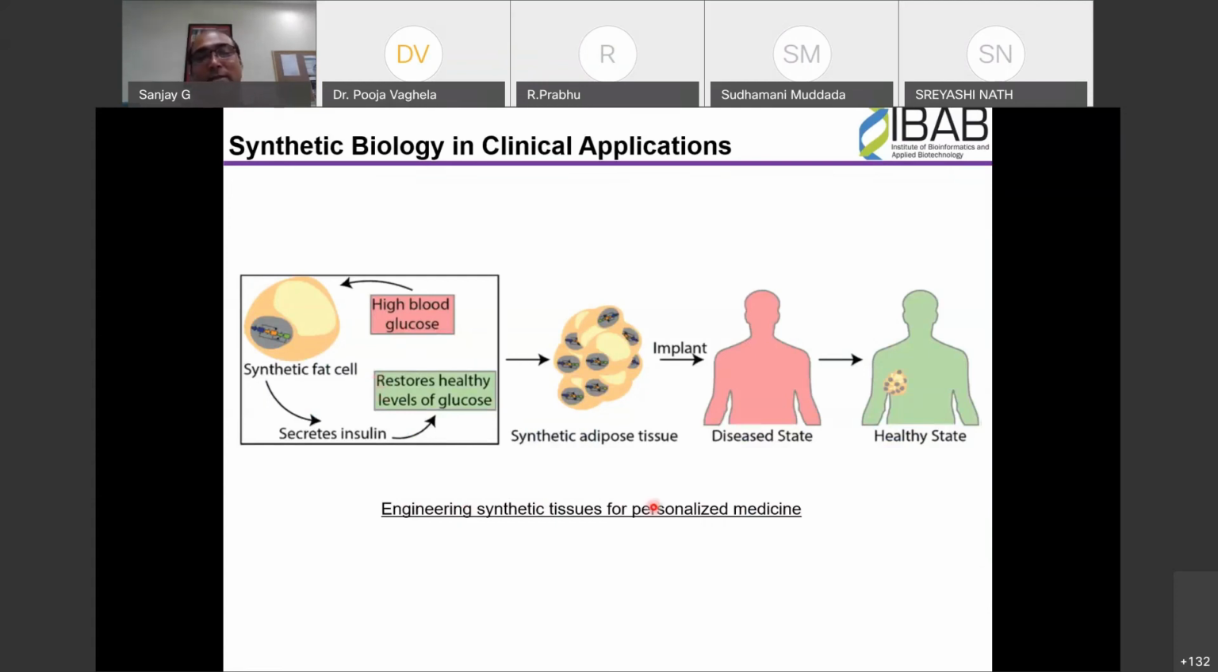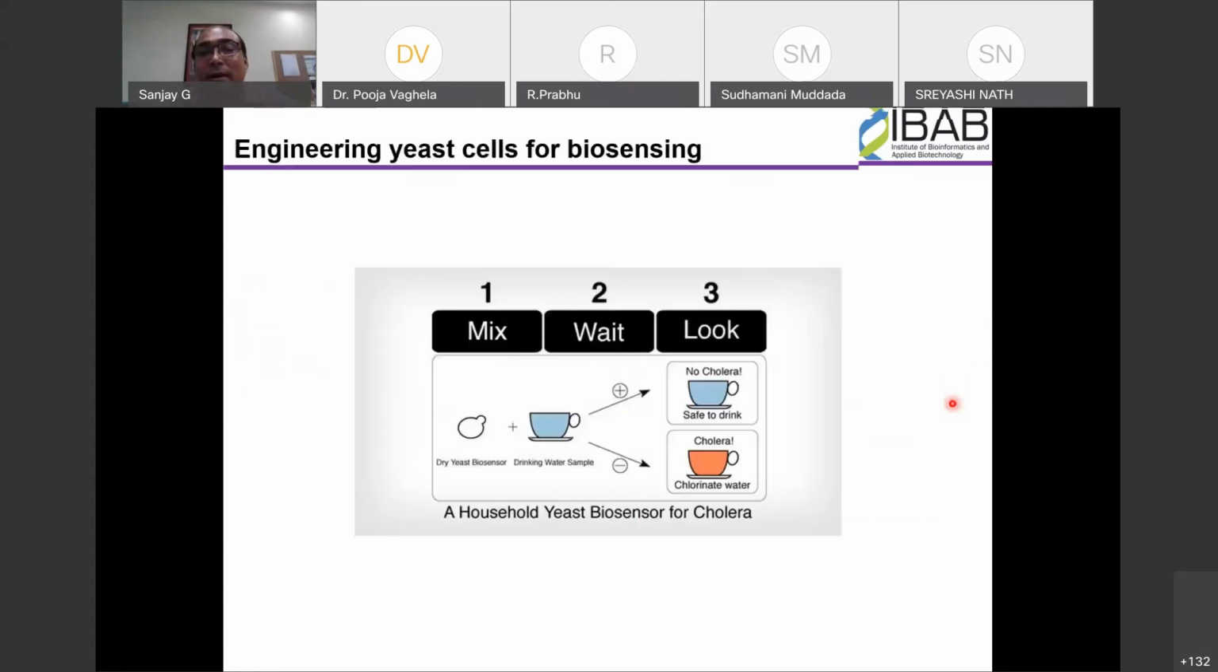For personalized medicine, there is insulin. We can have a synthetic fat cell where a circuit is embedded in the genome, so that only upon seeing high glucose will it secrete insulin and restore the glucose levels. And if there is less glucose, then this circuit will switch off. Such a synthetic adipose tissue can be implanted into an individual and will maintain the glucose and insulin levels in an auto-regulatory manner. So this idea is also currently being explored for clinical applications.